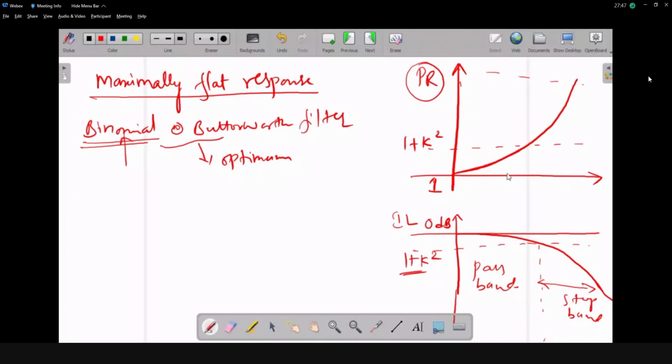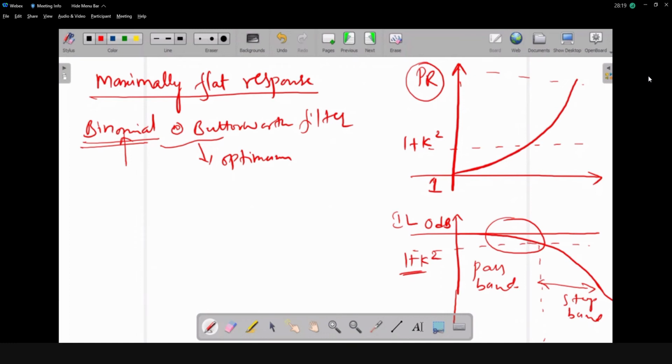Okay, so this is what we were discussing, the flatness of the maximally flat filter response. This maximally flat response is also called the binomial response or Butterworth response. If you see the response in the pass band, it is flat. You can see here in the pass band, we are going to achieve complete flatness. So that is a possible thing.